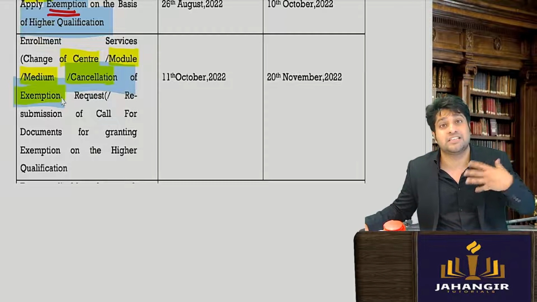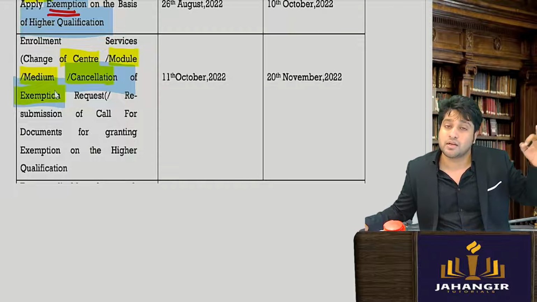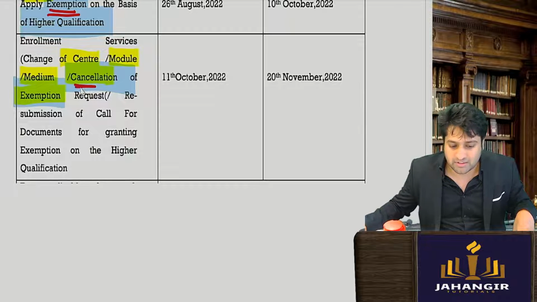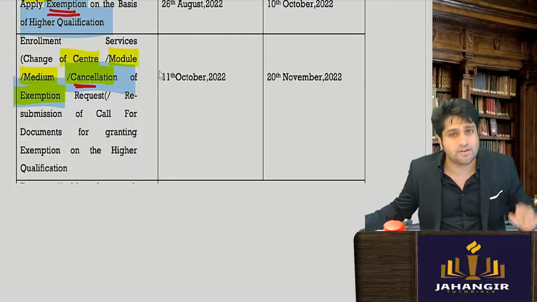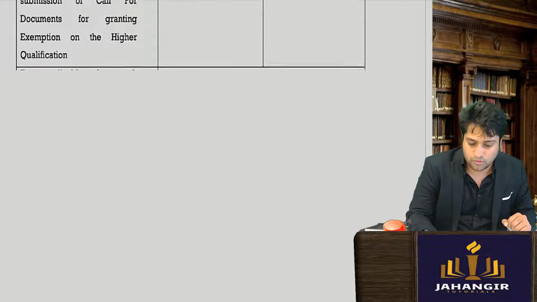Now this is a new thing. Let's say I've got 60 up, I'll come to that also, for students who have given an exam, got an exemption but couldn't clear the group. If they don't want the exemption, then they have to make an application for cancellation of exemption. I will be telling you all the details for it also. So these are the dates for those who want to do.